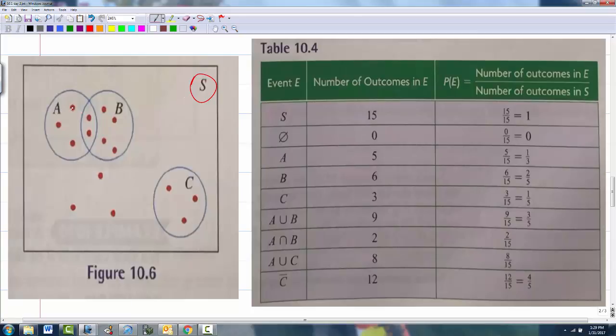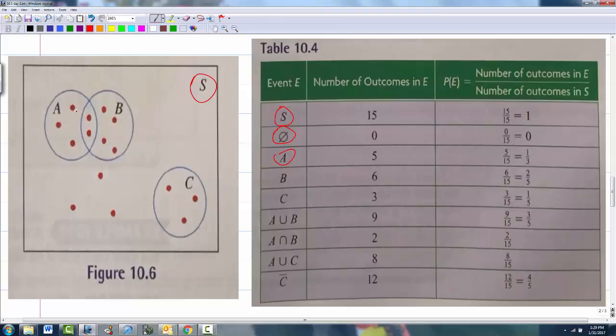All right. So the sample space is 1, 2, 3, 4, up to 15 events occurring. Within this sample space, there are some events: event A, event B, event C, and then these aren't in any events. First of all, what's the probability of the sample space? That means what's the probability of those 15 things happening? 15 out of 15, 100%. What's the probability of nothing happening? 0. That's the null set.